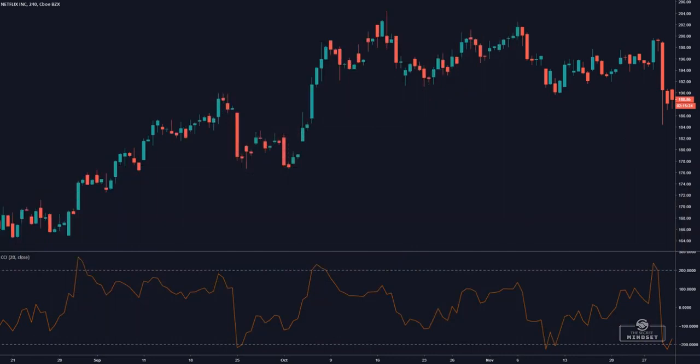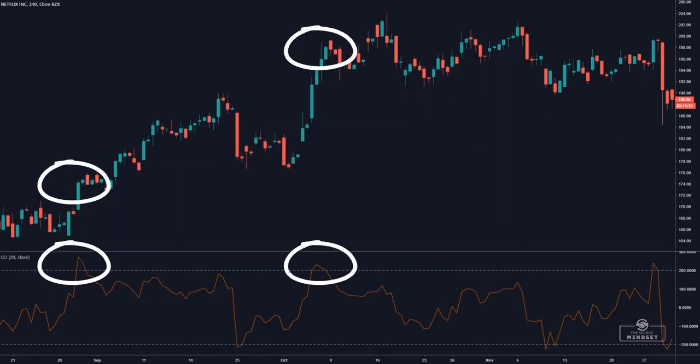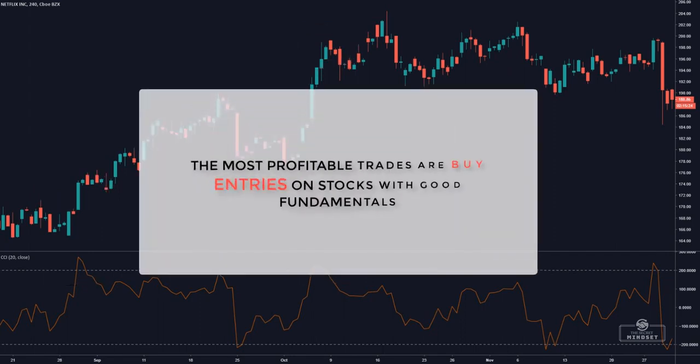Like I said before, you could take signals when the CCI reaches overbought conditions, like this one in the Netflix chart. But from my experience, the most profitable trades are buy entries on stocks with good fundamentals.